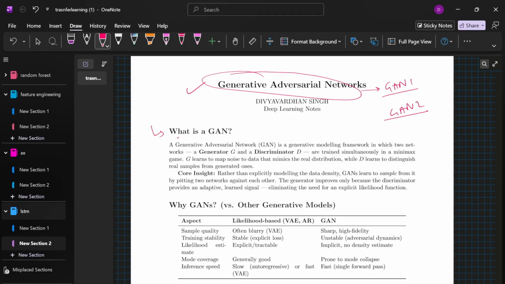If you have ever seen an AI-generated face that looks real, or have you seen an app that turns a horse into a zebra? That's how GAN works. So now, the first part is: what is a GAN?